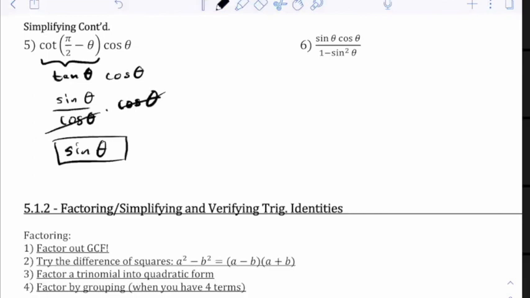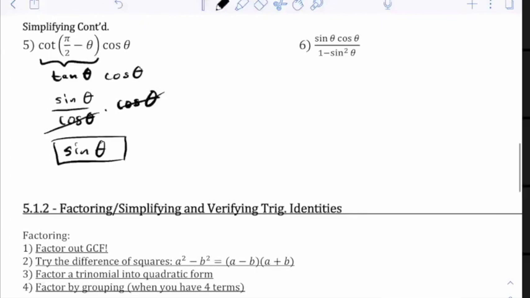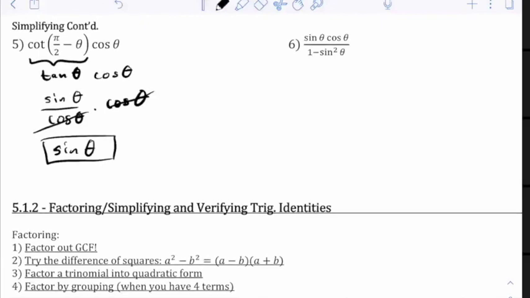All right, take a look at number 6 now. Number 6 is something that you may want to try on your own first. I'll give it a few seconds. Start thinking about your game plan here. Do I see anything within my trigonometric expression right now that tells me right away that I might want to try a certain substitution? If you're looking at that 1 minus sine squared theta, chances are you probably want to use the Pythagorean identity. So sine theta cosine theta over cosine squared theta. And there we go. There's our simplification.